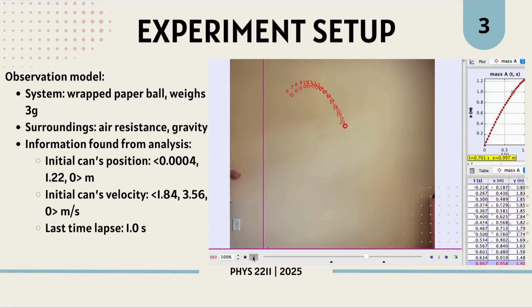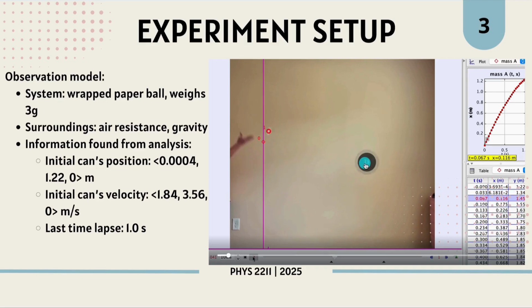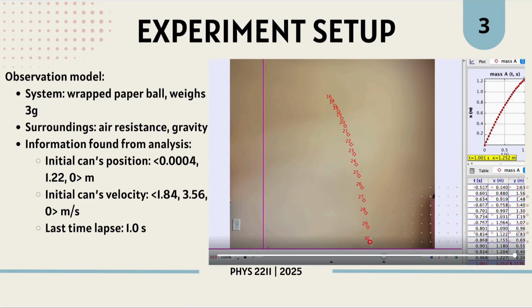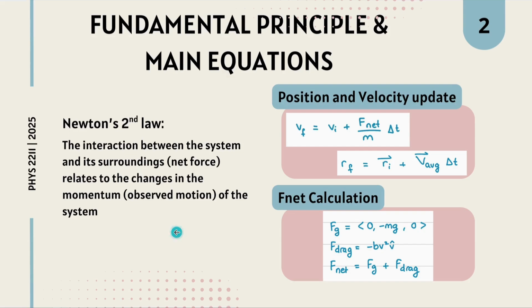For the observation model setup, the system is the wrapped paper ball, which weighs 3 grams, and the surroundings are the air resistance and gravity. We use Projectile to analyze its motion. From the analysis, we found its initial position, and dividing by the time we get the initial velocity. The last time lapse is 1 second. We're going to put this into the closed graph on the next slide.